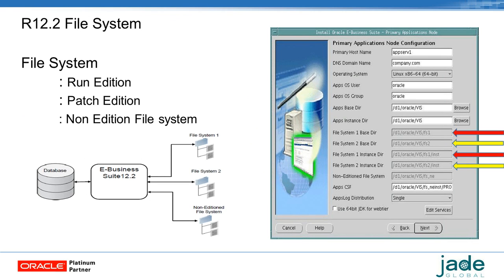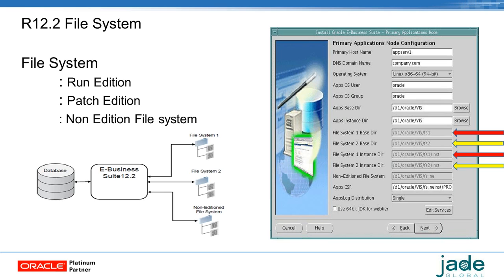The R12.2 file system is a little bit different as compared to previous versions of EBS. We are going to have three mandatory file systems all the time. The first is called the run edition. As I said, it supports the running instance of your EBS version. The second is the patch edition, which is a copy of the run edition but sitting dormant unless you are ready for patching. And third is the non-edition file system, which will carry all the file system objects which are storing some kind of data, like log files or your report outputs, something like that.